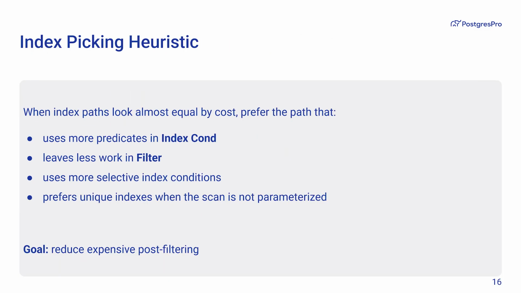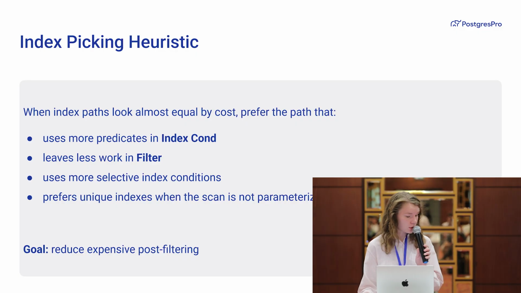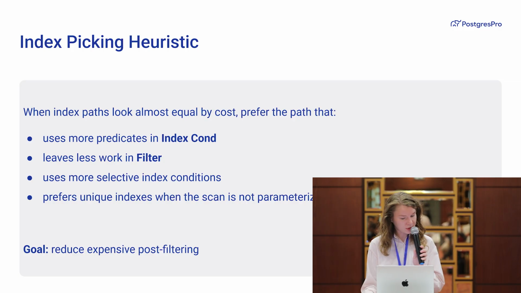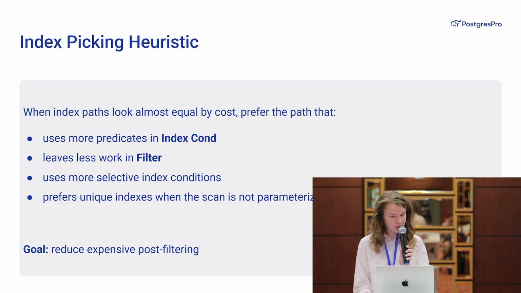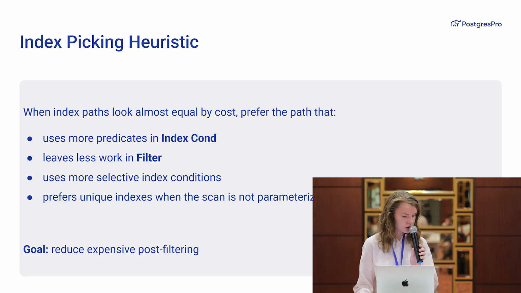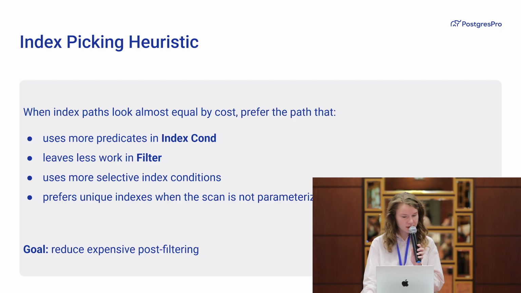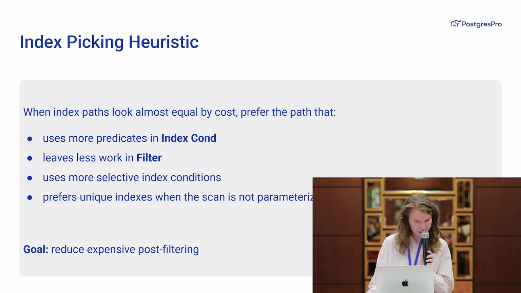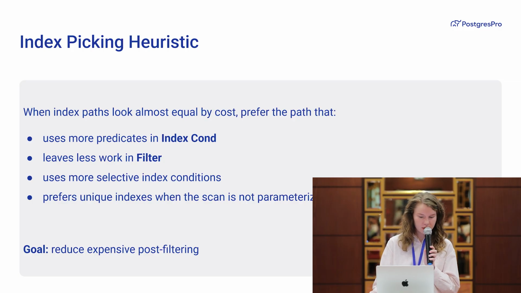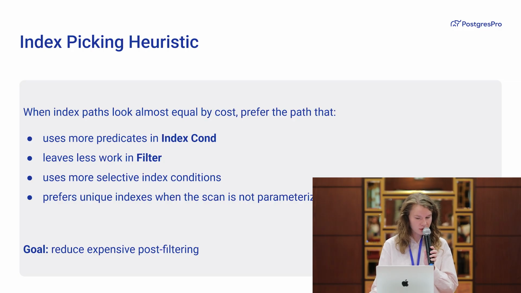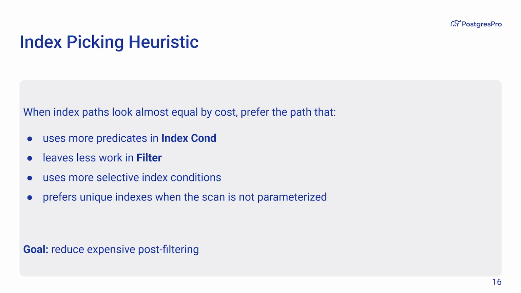Index picking heuristics help. The idea is simple: when cost is no longer reliable, we can use some additional signals. We prefer, for example, an index path which moves more predicates to the index condition, because it means the index does more of the filtering. We also avoid paths with a large remaining filter. And for non-parameterized scans, unique indexes are also more preferable, so they get higher priority. The goal is not to replace the whole cost model, but to make a better choice when the cost model cannot clearly distinguish such paths.